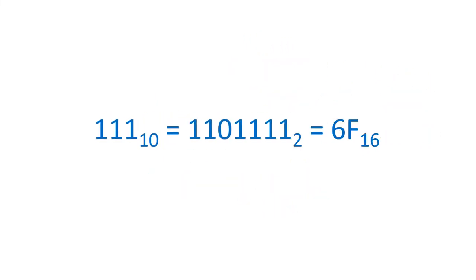And with that, congratulations is in order because we've just learned binary and hexadecimal number systems, and we calculated that 111 in decimal is equal to 1101111 in binary and 6F in hexadecimal.